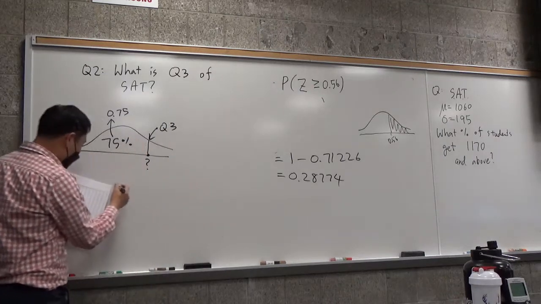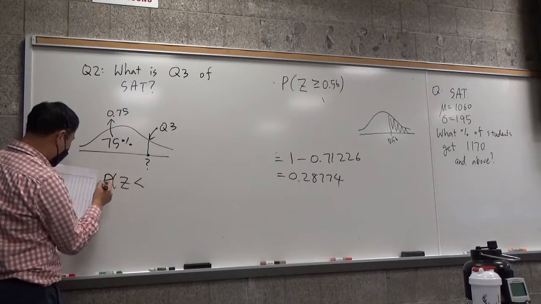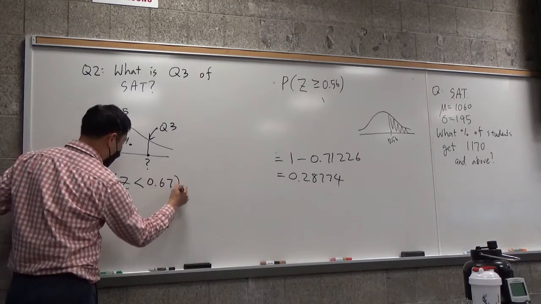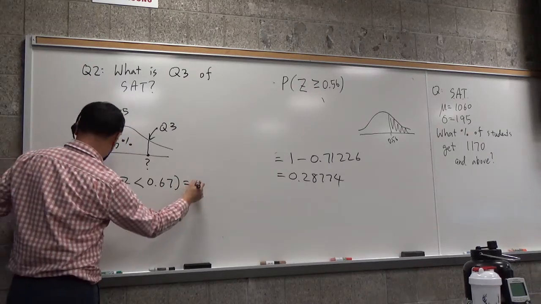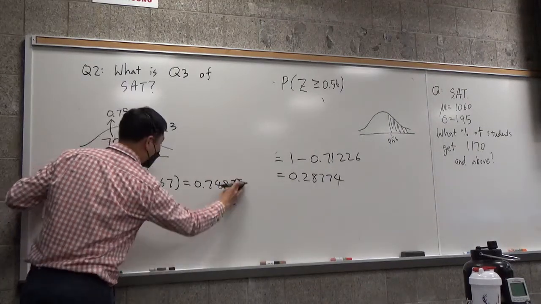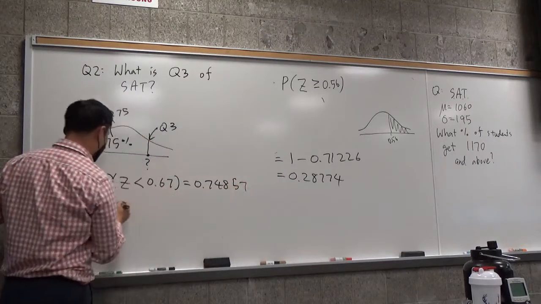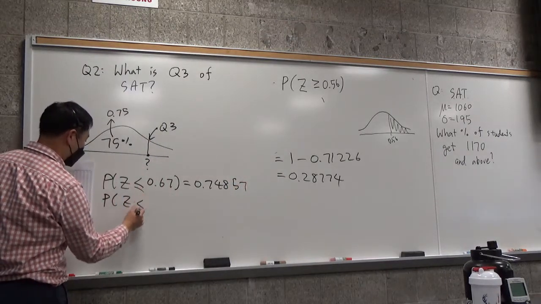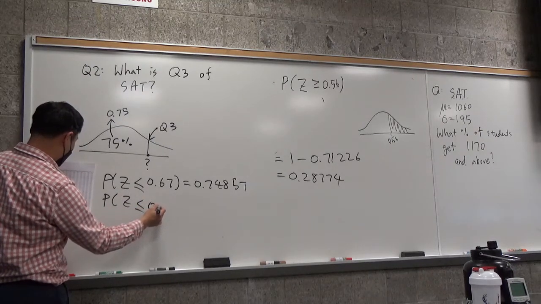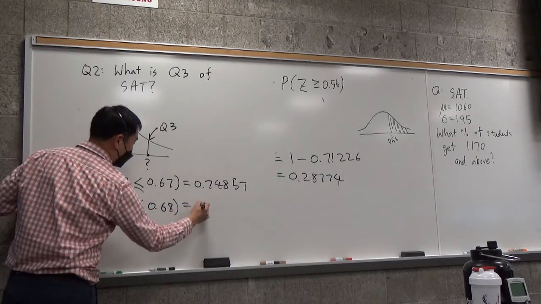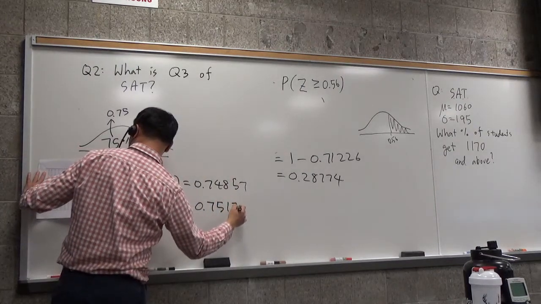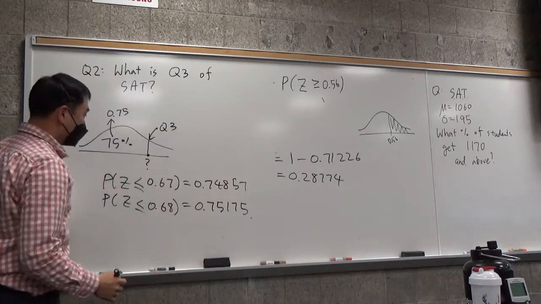I get P of Z less than 0.67 is 0.7487, and P of Z less than, it doesn't matter if you have equal or not, 0.68 gives you 0.75175. Okay.